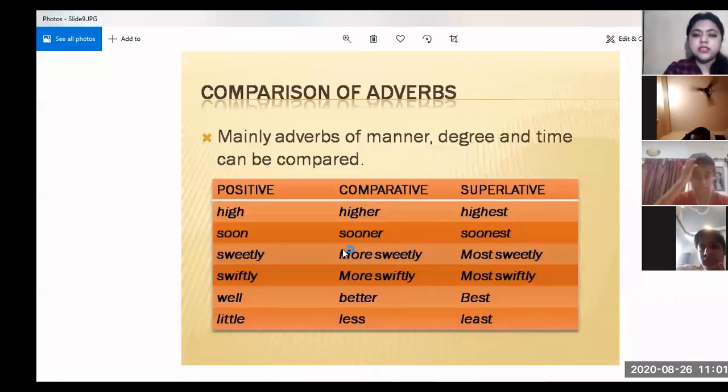These are some of the examples which I have shown you, and it is your duty to go through and find out more adverbs and their comparative and superlative forms. Okay, so I hope the things are clear to you now.